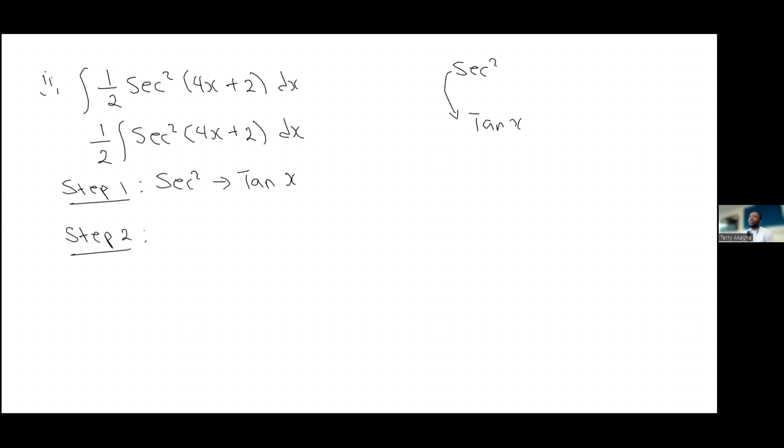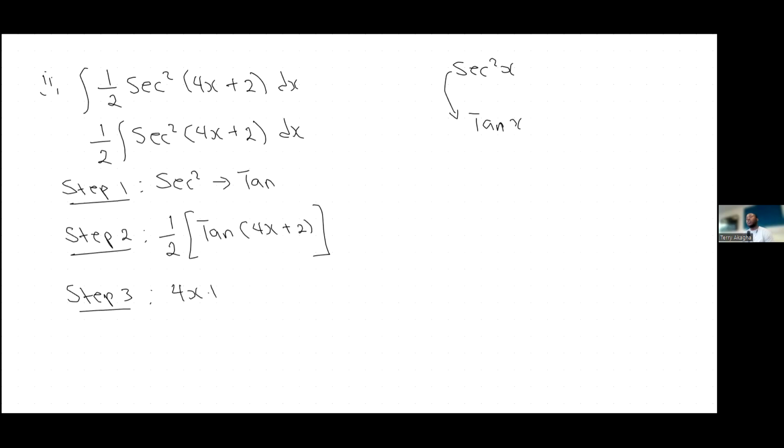So it's going to become 1 over 2. So instead of having sec, we're going to have tan. Oh, sorry, not tan x. It's going to be tan. Okay. So if you integrate sec squared x, it's going to give you tan x, right? But the tan will now become, instead of having x, we're going to have the same variable we have here, which is 4x plus 2. Are you seeing it? Then step 3, the next thing you have to do is to differentiate what is in the bracket. So you have 4x plus 2.